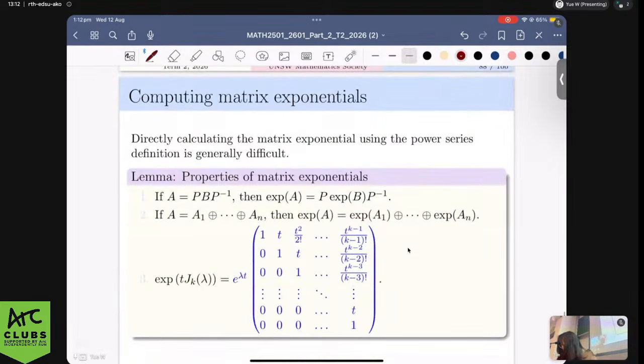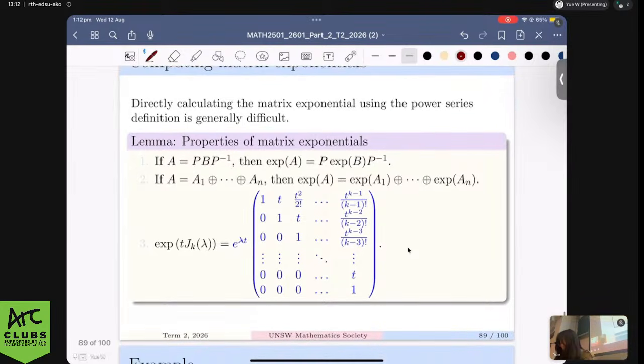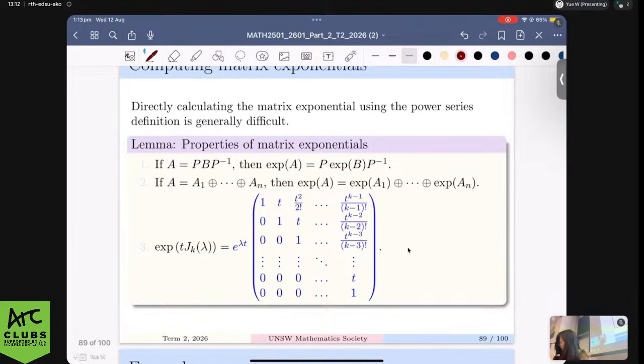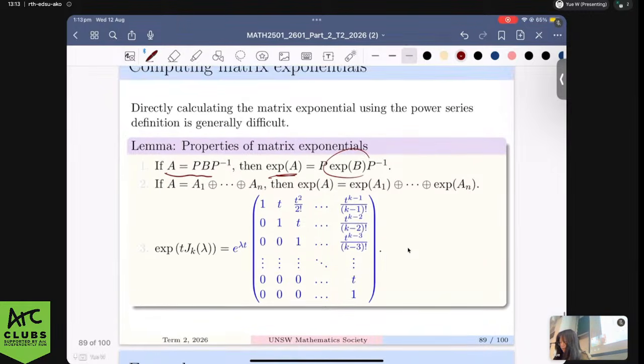Okay, so now we want to calculate matrix exponentials. So if you consider A to be P B P inverse, then the exponential of A is, you just apply the exponential to the matrix B, right? And we also know that if A is the direct sum of respective matrices up to n, then the exponential of A can be written as the exponential of A1 direct sum with all the other exponentials as well. So you can just separate it.